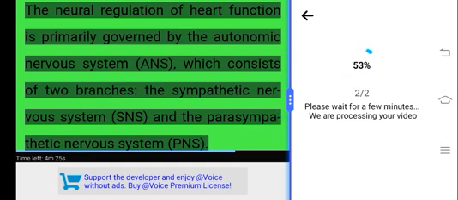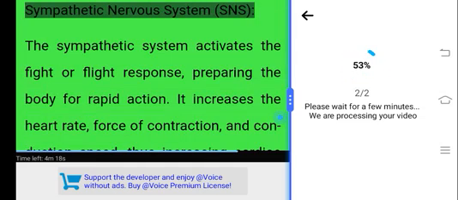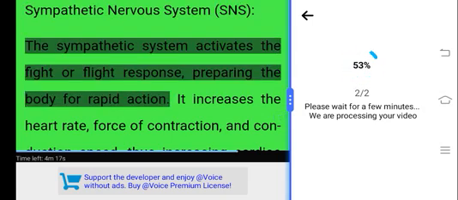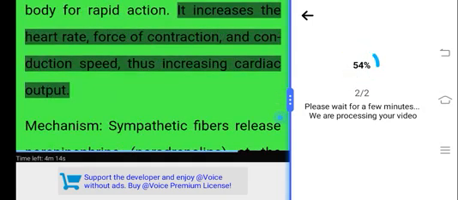The neural regulation of heart function is primarily governed by the autonomic nervous system (ANS), which consists of two branches: the sympathetic nervous system (SNS) and the parasympathetic nervous system (PNS). Sympathetic nervous system (SNS). The sympathetic system activates the fight or flight response, preparing the body for rapid action. It increases the heart rate, force of contraction, and conduction speed, thus increasing cardiac output.